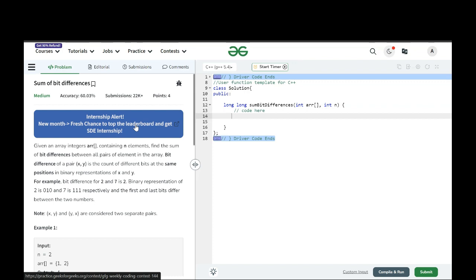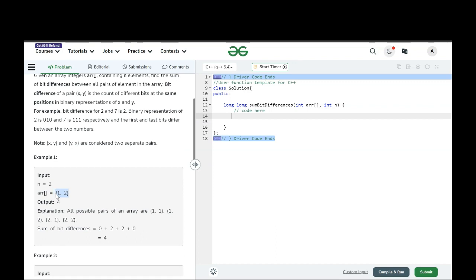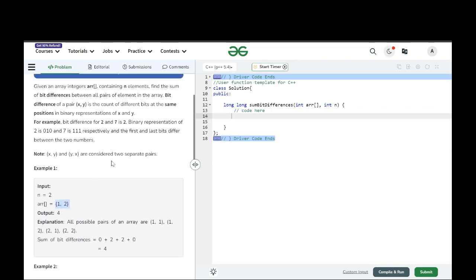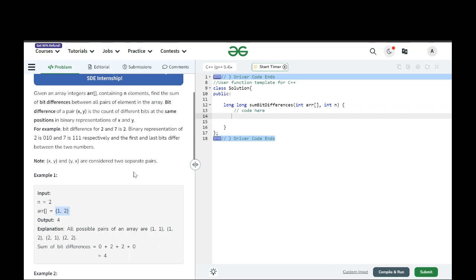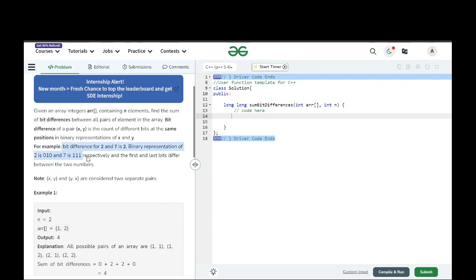Okay. So the bit difference of a pair is the count of different bits at the same position in the binary representation of x and y. So what the question is stating is that we have an array of elements, and what we need to do is, first of all, find all of its pairs and then find the bit difference between these pairs. For example, the bit difference between 2 and 7 is 2.